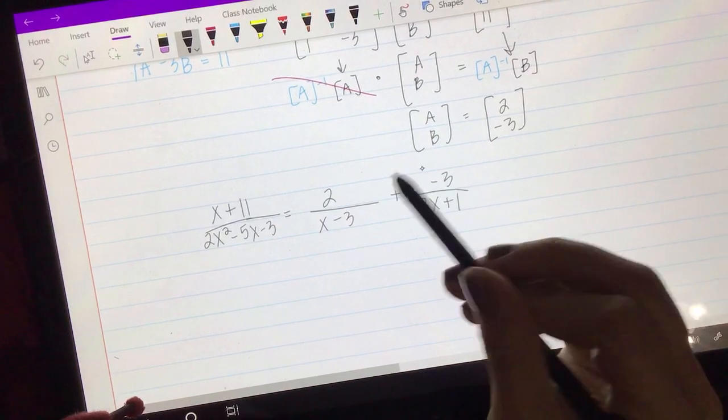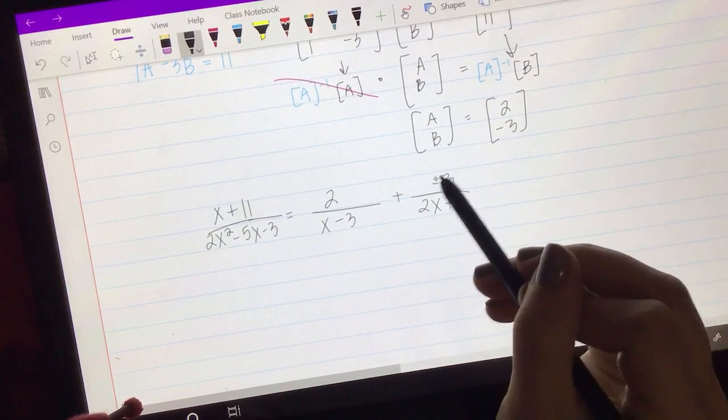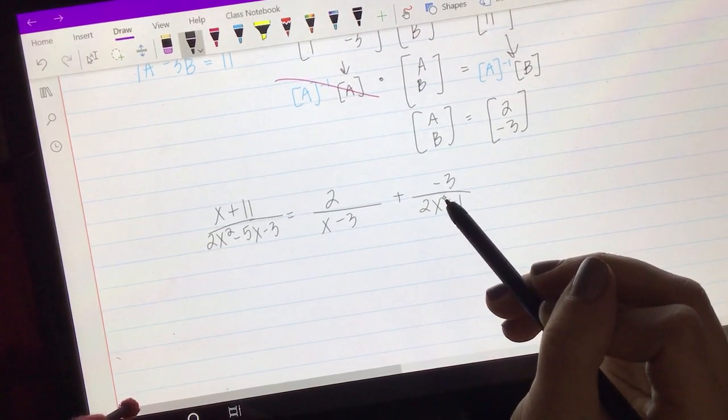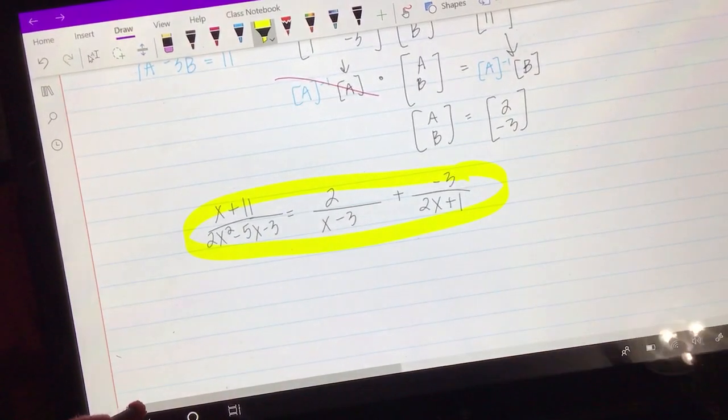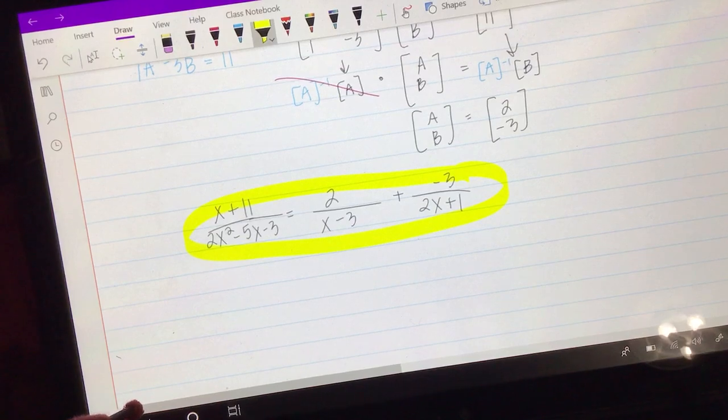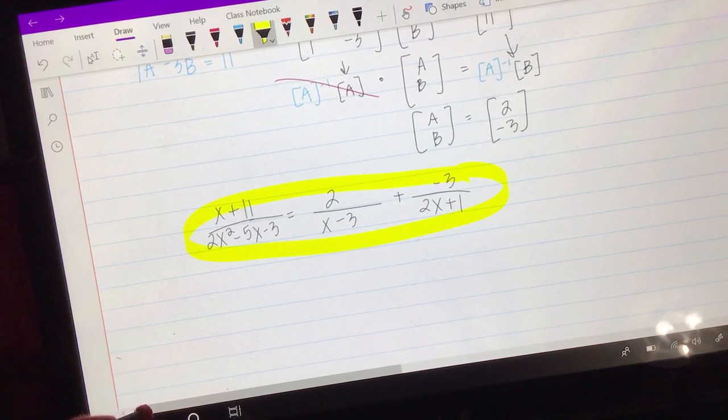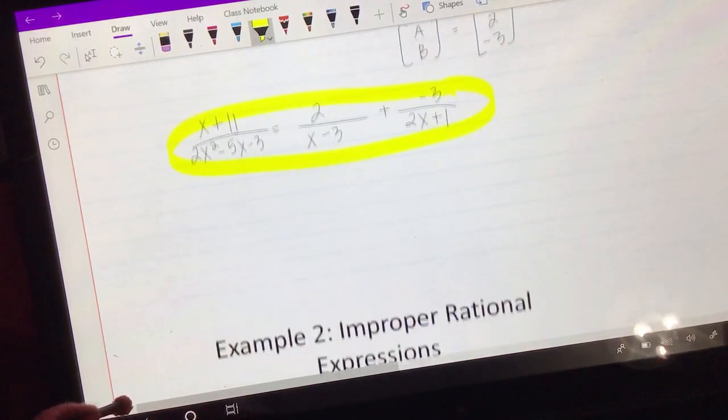Again, you could write this as minus and a positive 3 in your numerator if you want, but it's unnecessary. You don't really have to do it. You just can if you want to. Here's our final answer for this partial fraction decomposition. Okay, that was example 1.